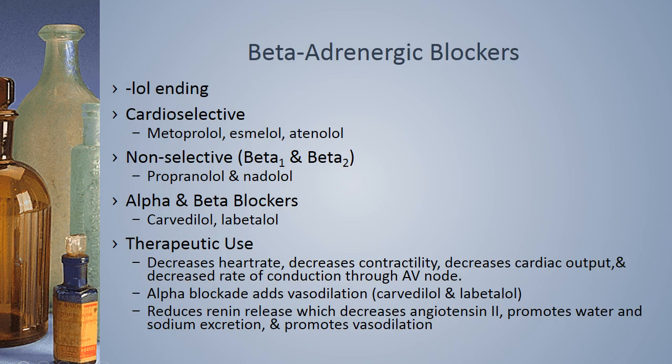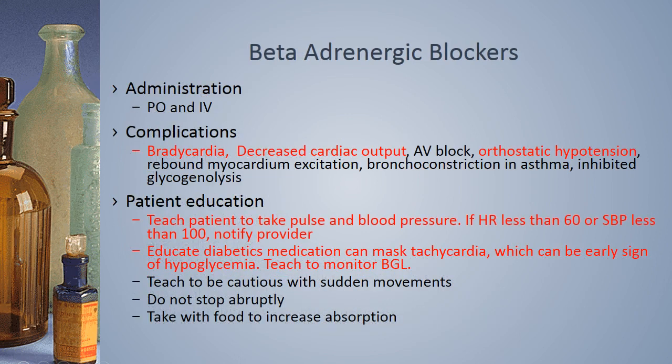The therapeutic use of a beta blocker is it decreases our heart rate, decreases contractility, and decreases cardiac output, as well as decreasing the rate of conduction through the AV node. The alpha blockade will add vasodilation. That's with your carvedilol and your labetalol. And then these beta blockers also keep renin from being released, which decreases our angiotensin II. So because renin is not being released, water and sodium are being excreted and vasodilation is being promoted.